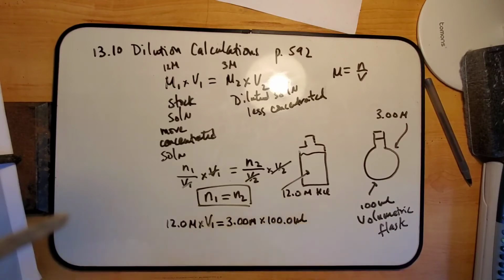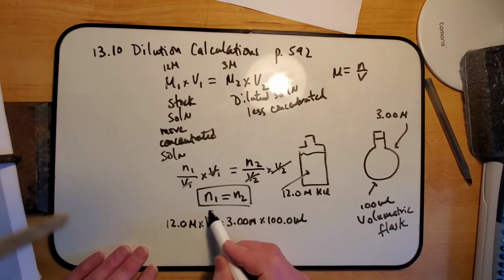Now it doesn't matter whether you use ml or liters in the dilution formula. In the molarity formula, it does matter: you always, guys, use liters. Now, how do you find V1?